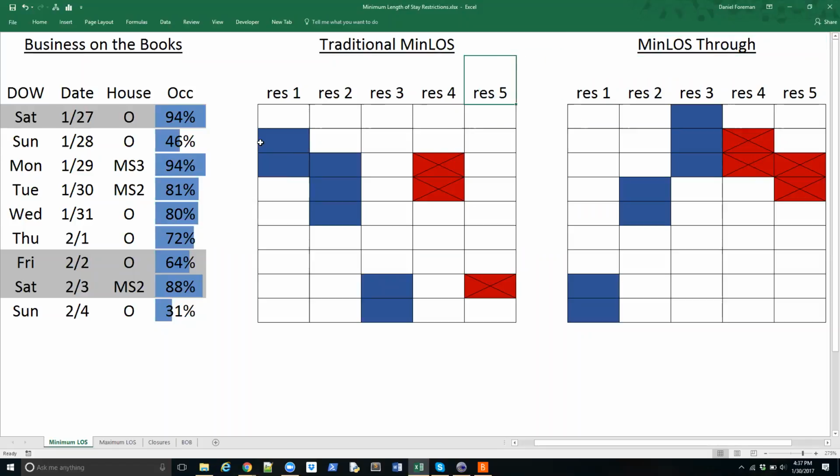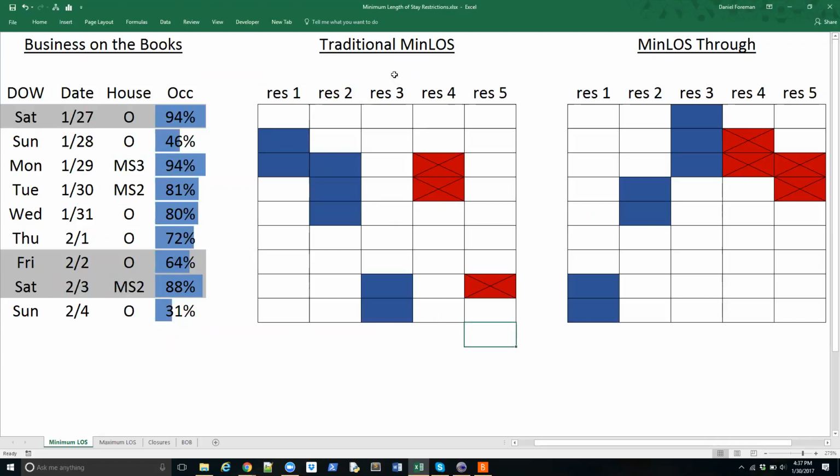So let's start with the minimum length of stay and hopefully add some clarity to that distinction. So let's start with this business on the books report here. So you can see that this property's made a couple different changes. They've added a min stay 3 to this Monday, a min stay 2 to the Tuesday night, and a min stay 2 to the Saturday, February 3rd.